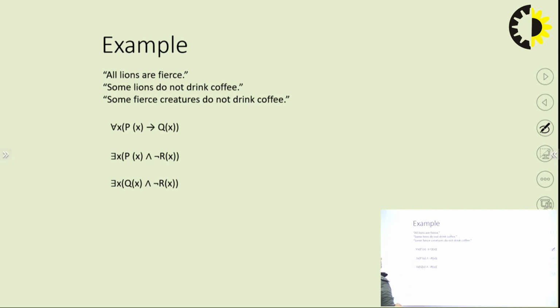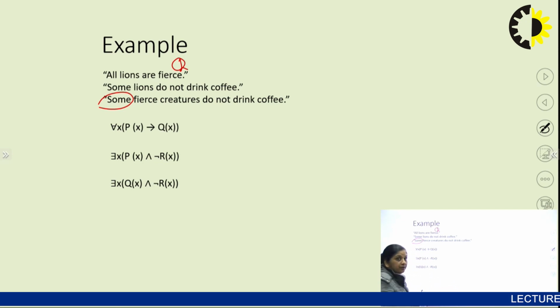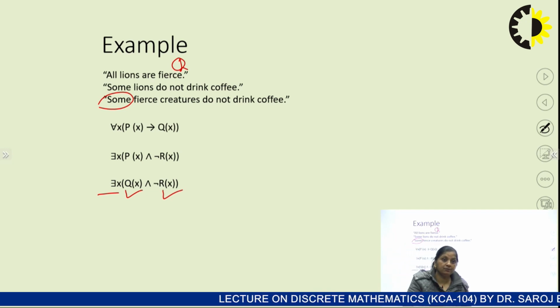Now in the third one, again some. Some means there is at least one, maybe many, because we are saying some fierce creature. Fierce was taken as Q when we were talking about all lions are fierce. So some fierce creatures means there is some value which is fierce and does not drink coffee. So there exists x such that x is fierce and x does not drink coffee. This way we have used predicate logic to represent our knowledge.